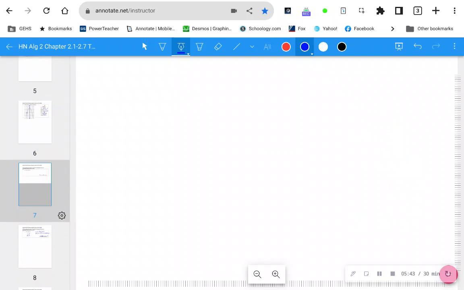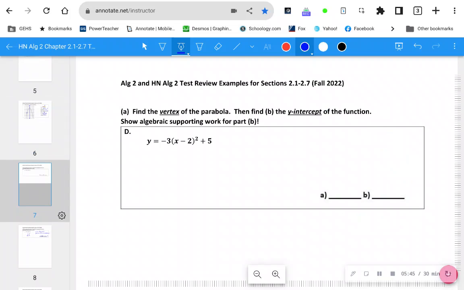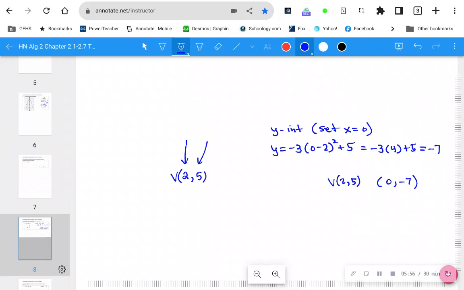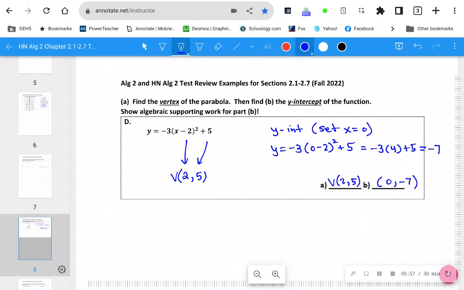Okay, here's example D. You're supposed to find the vertex and the y-intercept of the function. The trick is to show supporting work. Okay, so you can see here how I've done this problem. You take the opposite of h, change it to h, and k is ready for the picking, and that tells you the vertex pretty quickly.